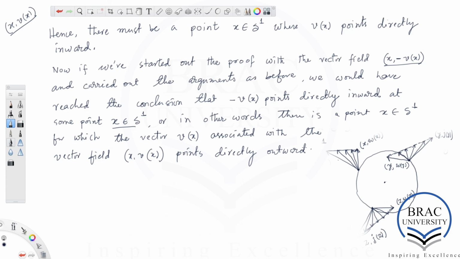So we have proved that there exists a point where the vector field points directly inward, and there also exists a point where the vector field points directly outward, corresponding to a given point x on the unit circle. So this is what we need to show. QED.